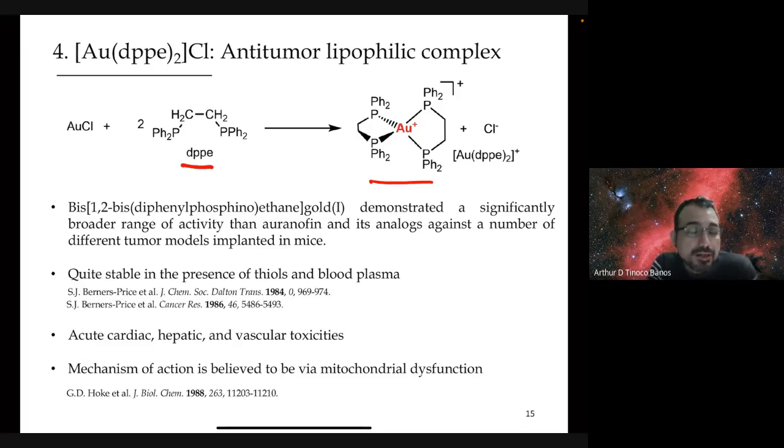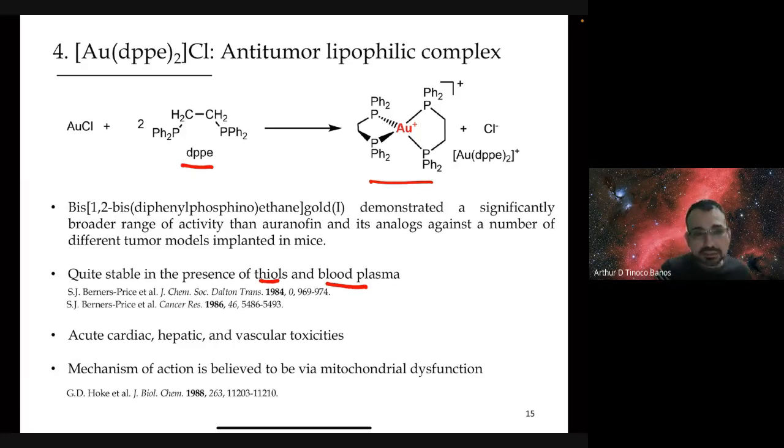Okay, so this particular compound that you see to the right has demonstrated a significantly broader range of activity than auranofin and its analogs against a number of different tumor models implanted in mice. It is quite stable in the presence of thiols and blood plasma. That's actually important because you don't want rapid binding of thiol groups or even proteins to the metal center that may affect its ability to be potentially delivered into cells.